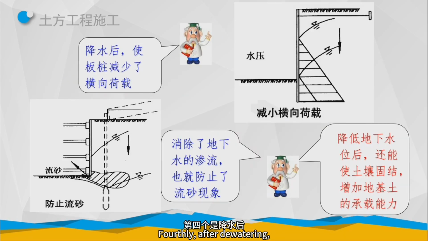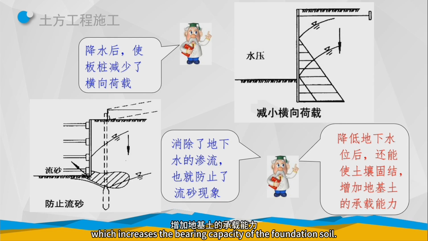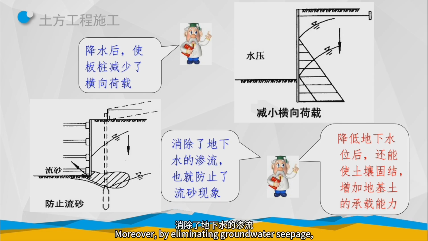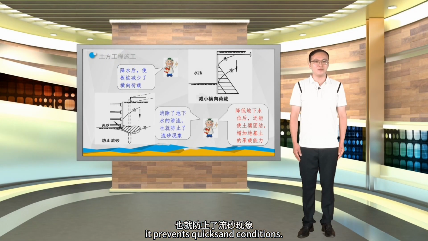Fourthly, after dewatering, it reduces the lateral loads on sheet piles. Fifthly, lowering the groundwater level also promotes soil consolidation, which increases the bearing capacity of the foundation soil. Moreover, by eliminating groundwater seepage, it prevents quicksand conditions.